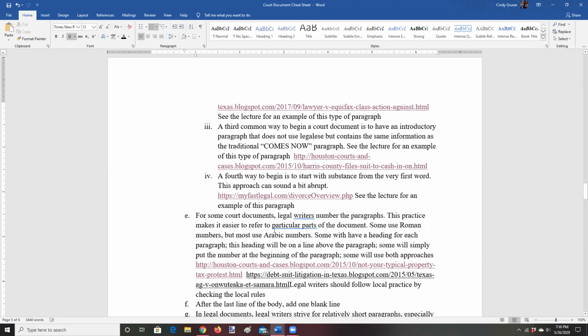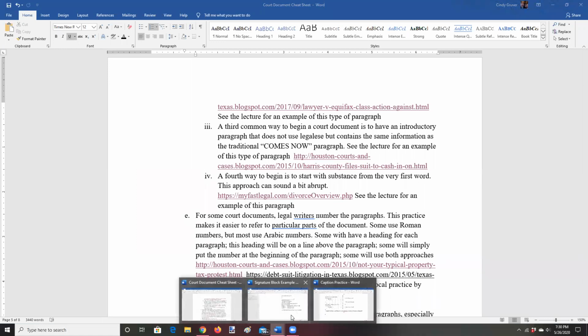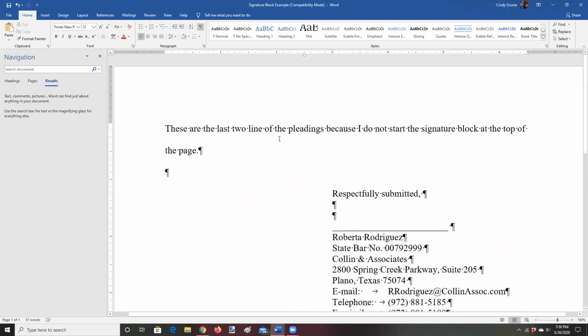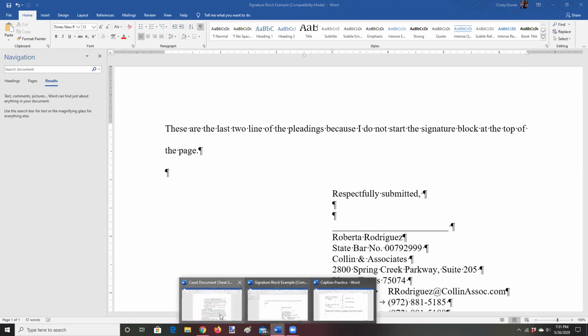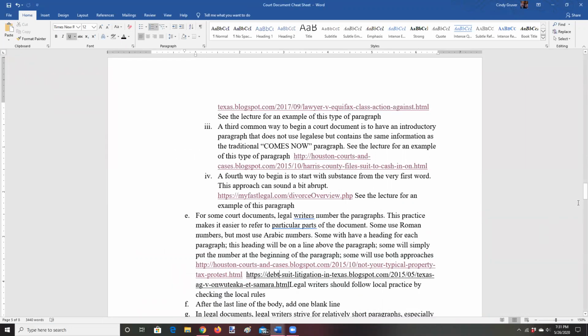So after you've completed your body, you're going to add one blank line before you begin your caption. I have an example here. I happen to add a line because we're going to talk about this later, but we don't want to start our signature block at the beginning of a page. We want to have at least some of the body on the top of the page. And so here I've ended, I didn't even write anything that makes any sense, but I ended in their document with 2 lines. That's the minimum you want. And then I have a blank line. And now I'm ready to start with the signature block, which we'll cover in more detail.